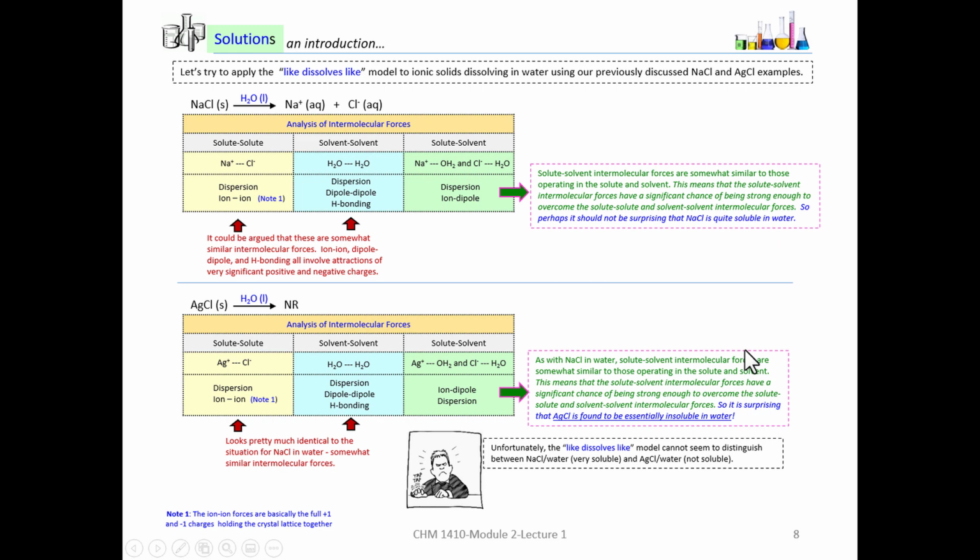What do we say? Well, like dissolves like model has its limits, and it certainly doesn't seem to do a very good job distinguishing between sodium chloride dissolving in water and silver chloride dissolving in water.